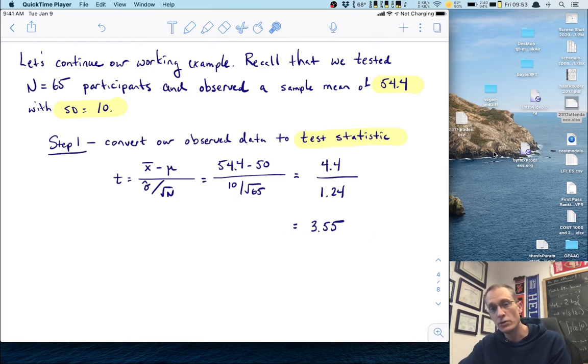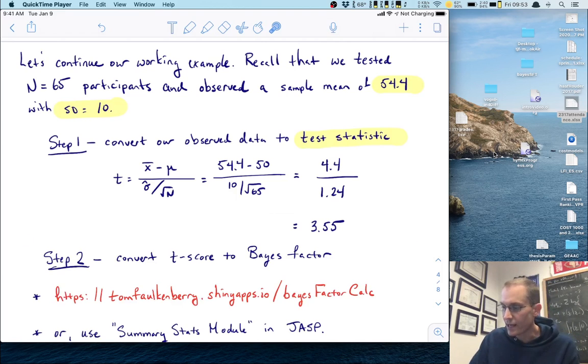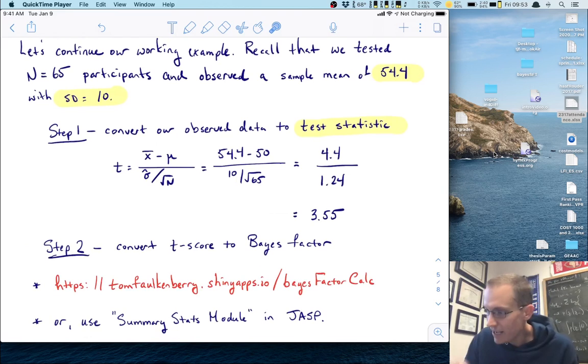So now what do we do with this? Well, earlier we would have said, okay, let's go and compute the probability of observing that score or bigger on a t-distribution. That would give us our p-value, and we would make a decision about the null. Well, now we're going to do something slightly different. Instead of converting this t-score to a p-value, we're going to convert this t-score to a Bayes factor.